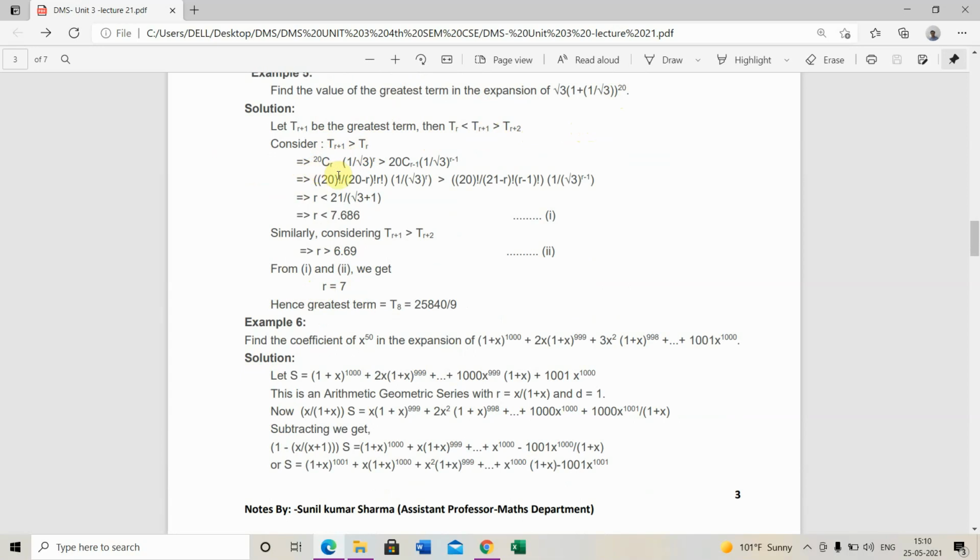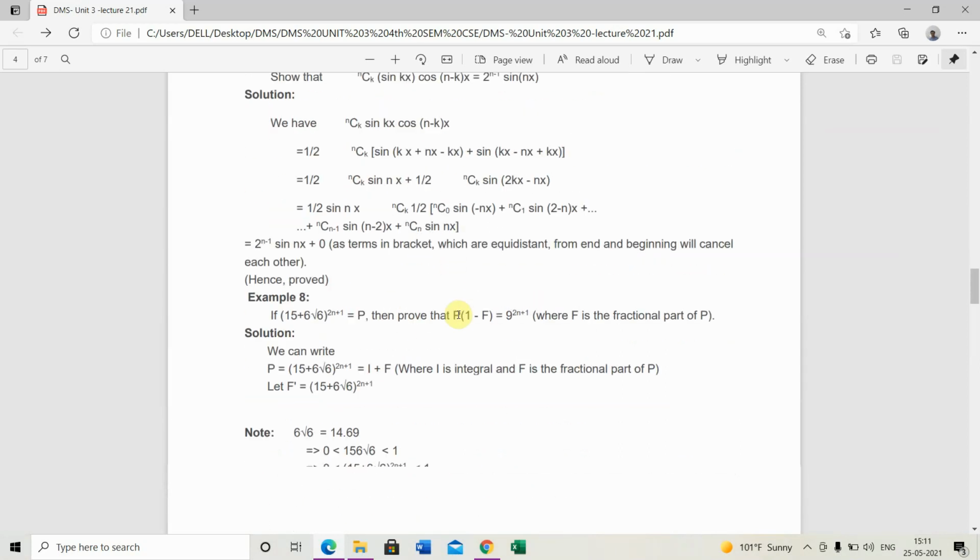So 20Cr times (1/√3)^r is greater than 20C(r−1) times (1/√3)^(r−1). If we simplify it, we get r less than 7.686. Similarly, considering T(r+1) greater than T(r+2), we get r greater than 6.69. From the first and second, we get r equals 7. So the greatest term T8 equals 2584019.